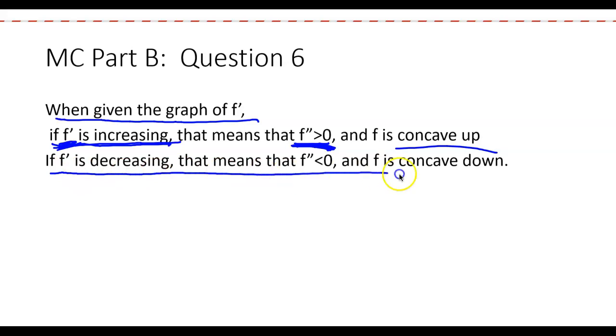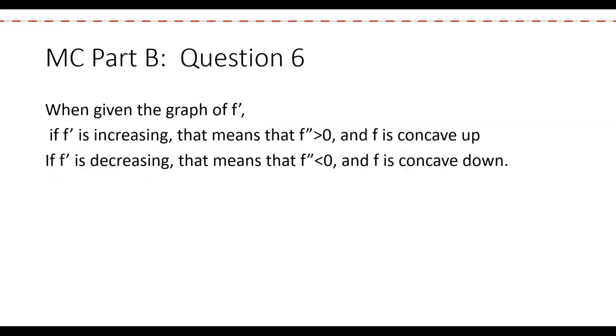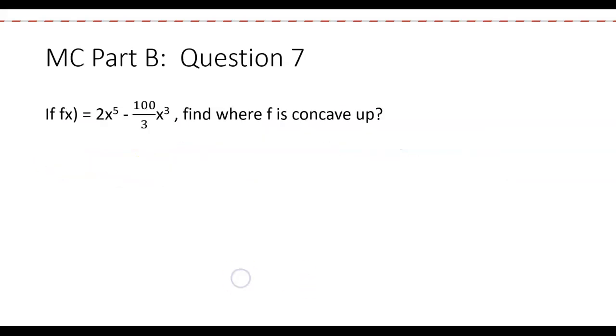And then contrariwise, if the second derivative is negative, which would make the graph concave down, our graph would be decreasing at that point. So that's for number 6. Let's go ahead and take a look at 7.